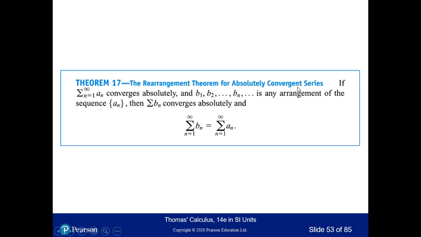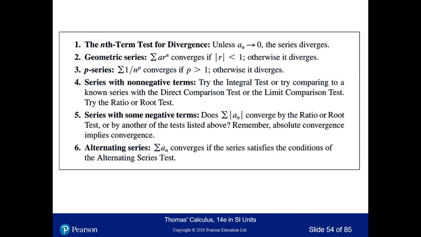So let's say we have an absolutely convergent series. There's a theorem, which is the rearrangement theorem for absolutely convergent series. Let's say we know a series is convergent absolutely, and let's say b_1, b_2, b_n is any rearrangement of the sequence a_n. Then this new rearrangement is going to converge absolutely as well. So that's a really good property. But this works only for absolutely convergent series.